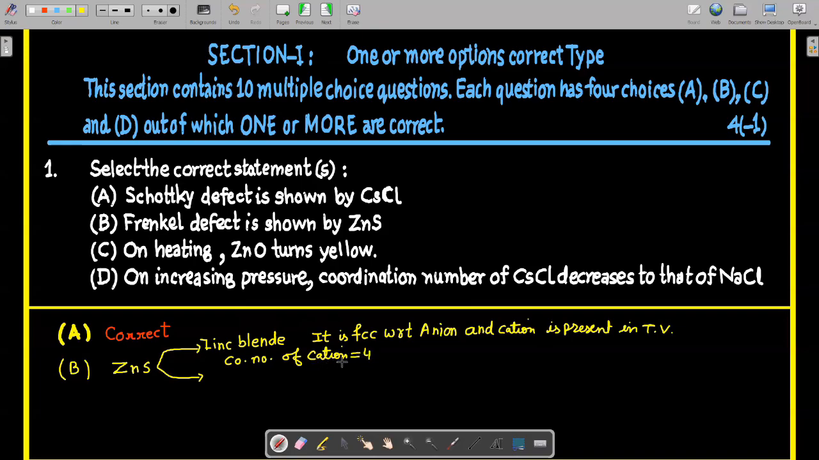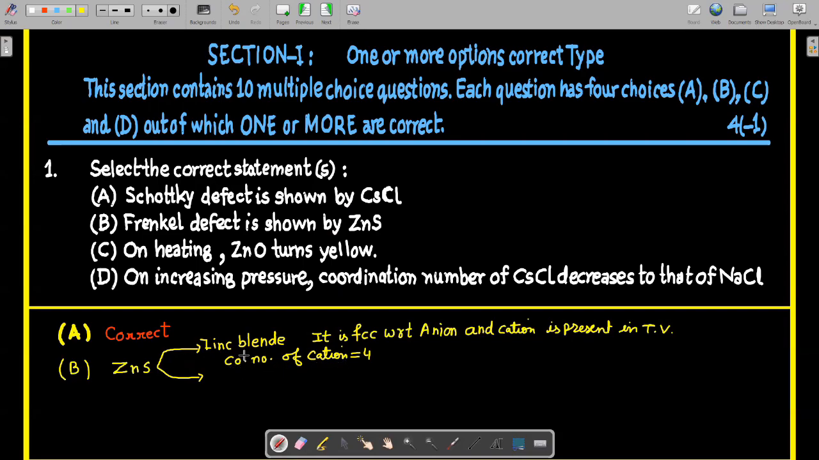Coordination number 4 is a lower coordination number. When we are discussing ionic solids, 3 types of coordination number are very common: 4, 6 and 8. So we can put 4 in low coordination number, 8 in higher coordination number, and 6 is intermediate. Some part of 6 will come in higher and some part of 6 will come in lower. So zinc blende has a cation whose coordination number is 4.